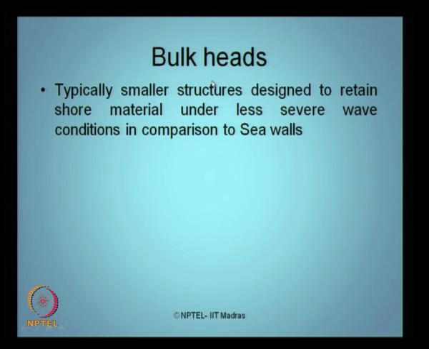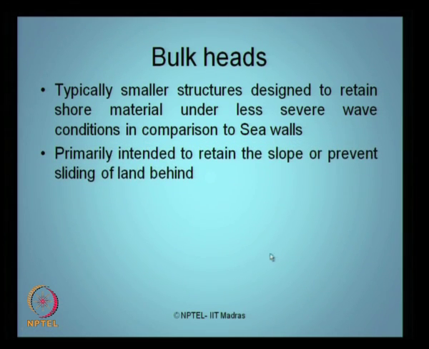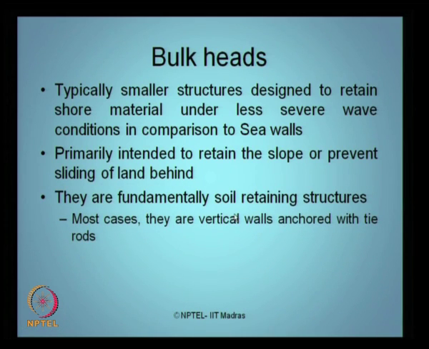The geometry is more compact compared to that of sea walls. They are primarily intended to retain the slope or to prevent the sliding of land behind the construction of the bulkhead. They are termed soil retaining structures in the literature. In most cases they are vertical walls which are anchored with tie rods.